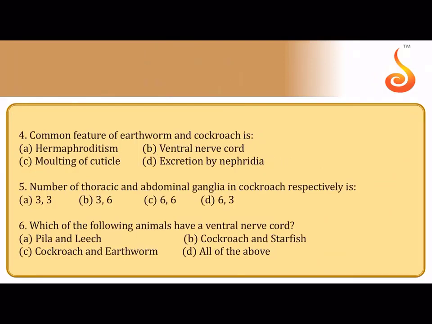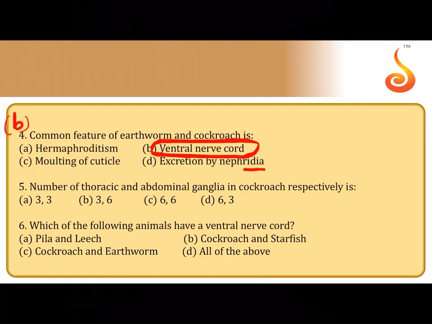Common feature of earthworm and cockroach is that they are hermaphroditic. No, cockroach is not a hermaphrodite. They are molting of their cuticle. Earthworm does not molt. Ventral nerve cord, yes. Because both are non-chordates, all of you remember, only chordates have a dorsal hollow nerve cord. All invertebrates have a ventral nerve cord. Excretion by nephridia is not true because cockroach does not have nephridia. They have Malpighian tubules. So the common feature is only the second option.